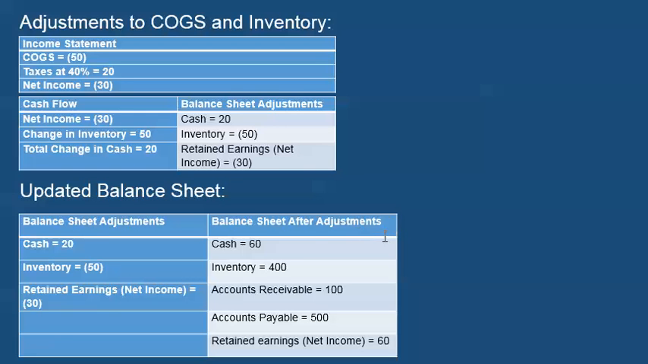Balance sheet after adjustments looks like cash equals 60. Inventory is now down to 400. Accounts receivable is 100. Accounts payable is 500. We have not paid any accounts payable yet, so it stays at 500. And retained earnings equals 60.